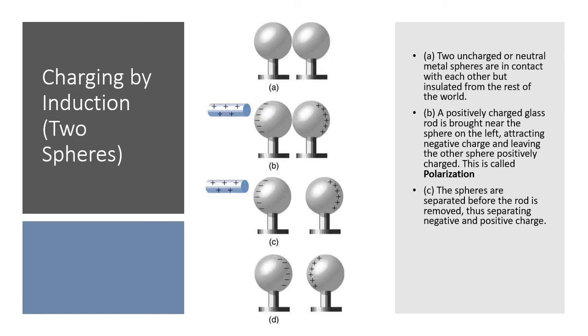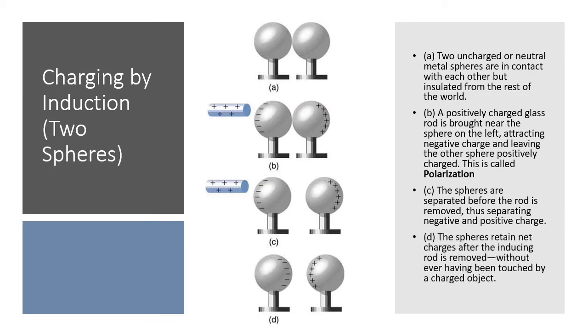The spheres are separated before the rod is removed, thus separating the negative and positive charges. The spheres retain net charges after the inducing rod is removed without ever having been touched by a charged object. So there is no contact here, and the net charge on both spheres together is 0. One is negative and one is positive, but they will have equal and opposite charges.